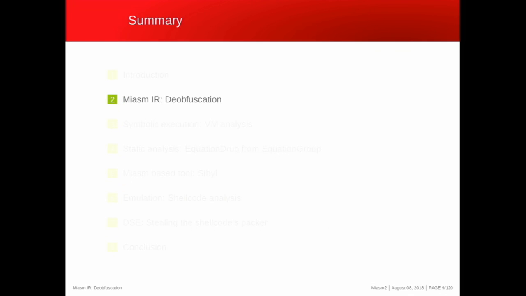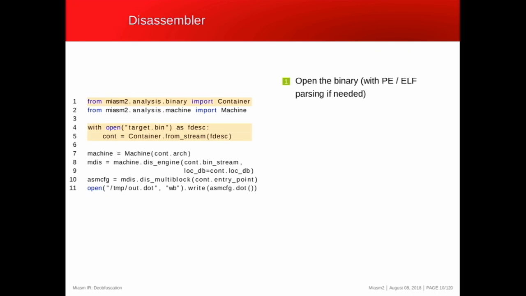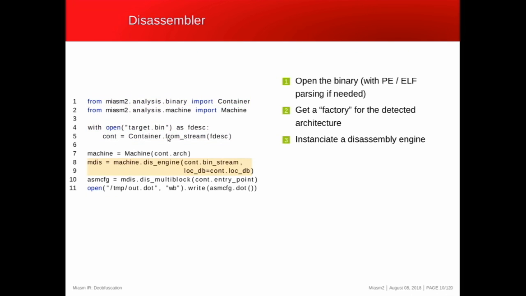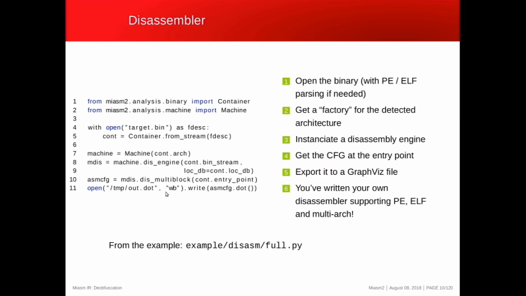Okay, so to start with, everything starts from the bytes, so we have to disassemble the bytes. To do this, we can use this simple code. We have a container, we have to instantiate a disassembler engine, and we have to disassemble a function, which gives an assembly control flow graph, and we can dump it. If you write this code, you have in fact written multi-architecture code which can disassemble a function. You have this code in the resources here.